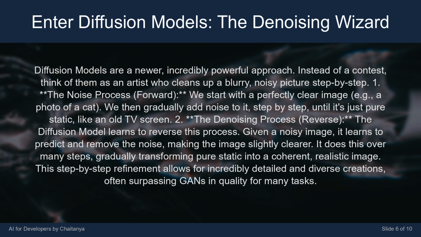2. The denoising process. Reverse. The diffusion model learns to reverse this process. Given a noisy image, it learns to predict and remove the noise, making the image slightly clearer. It does this over many steps, gradually transforming pure static into a coherent, realistic image. This step-by-step refinement allows for incredibly detailed and diverse creations, often surpassing GANs in quality for many tasks.